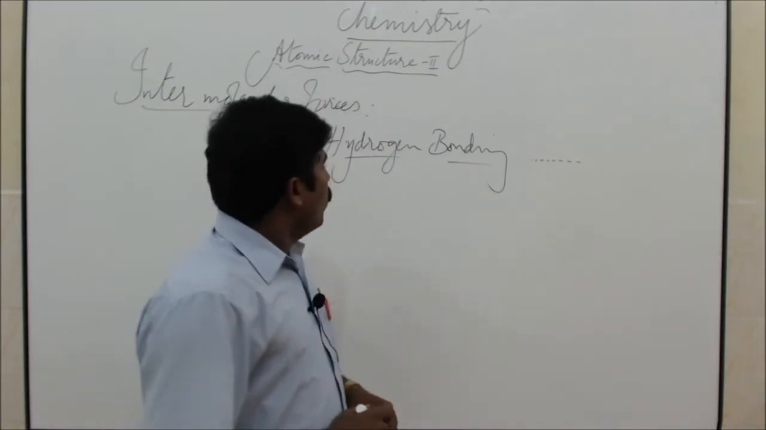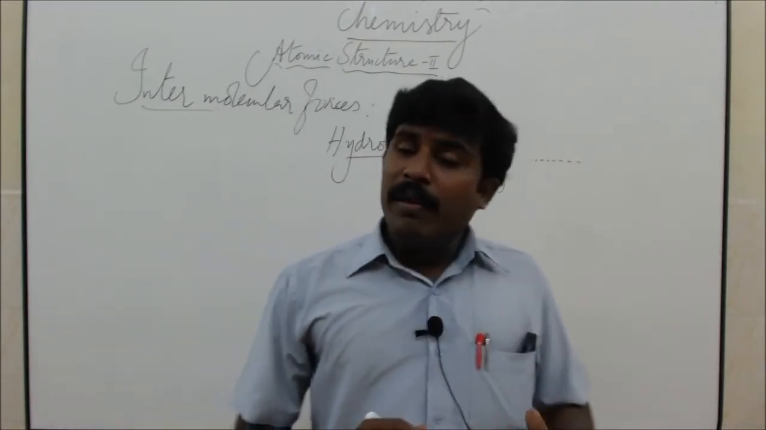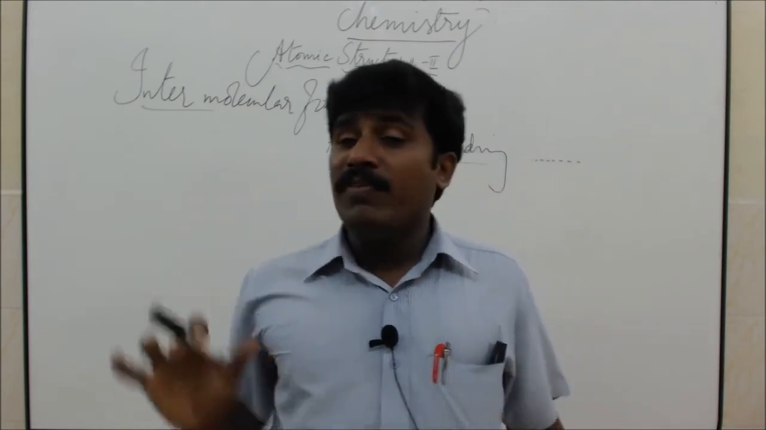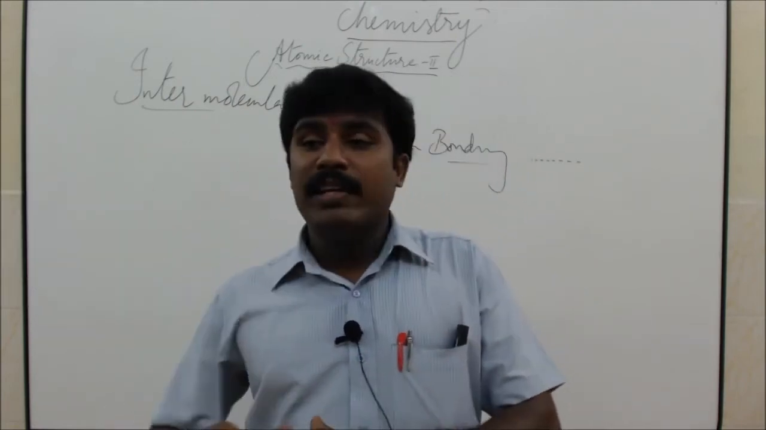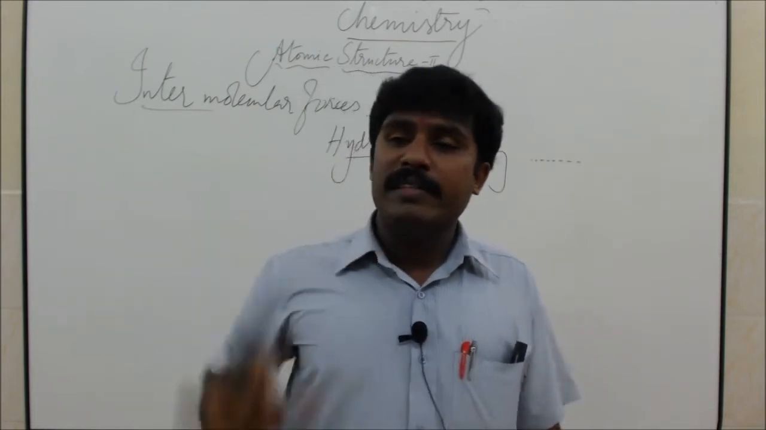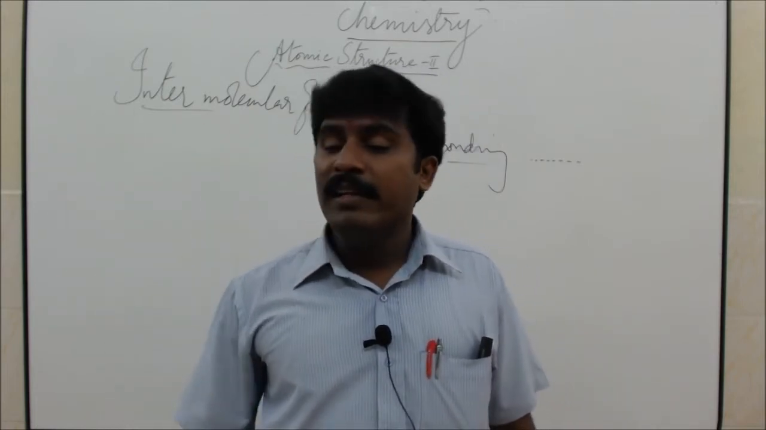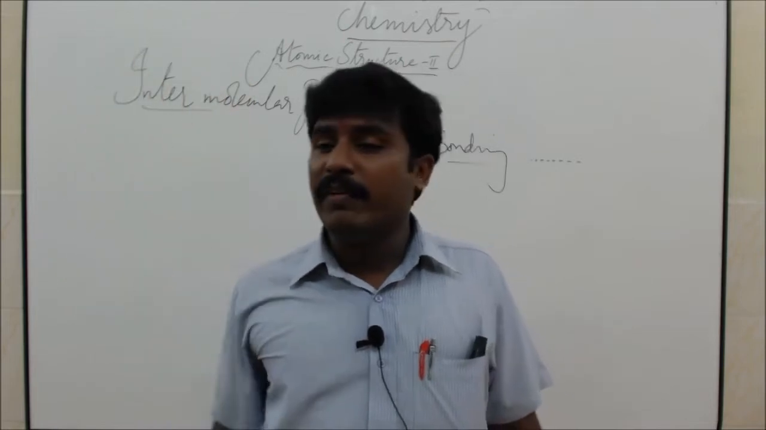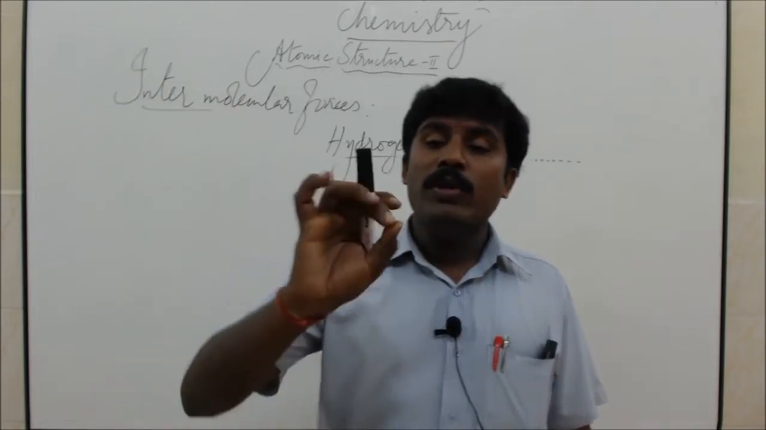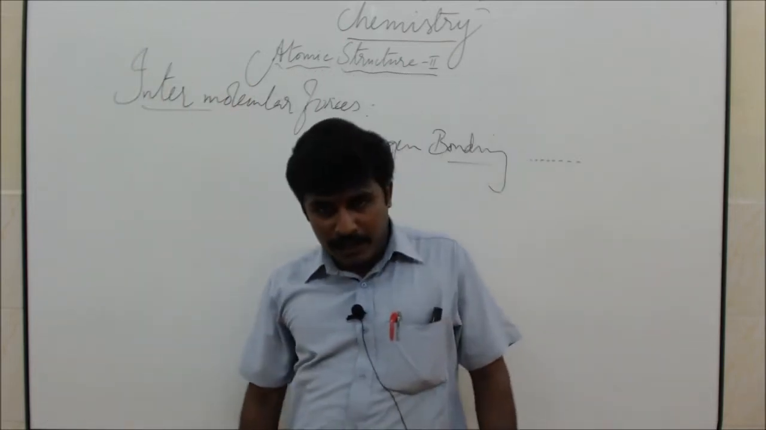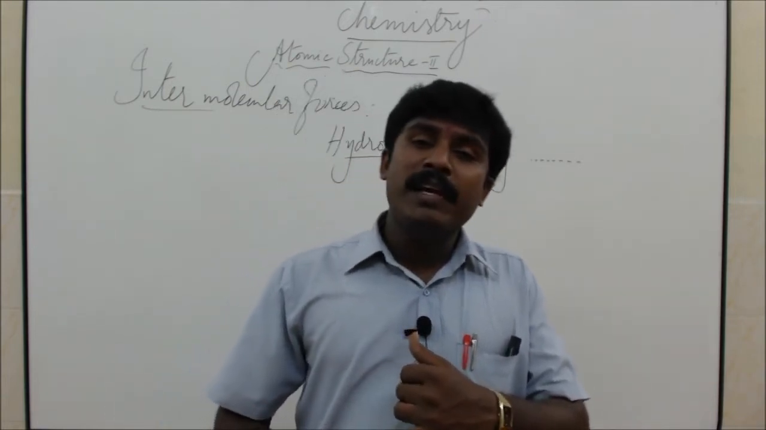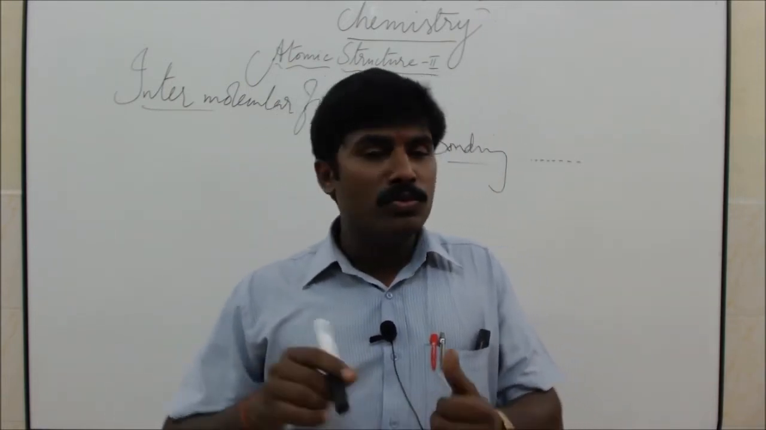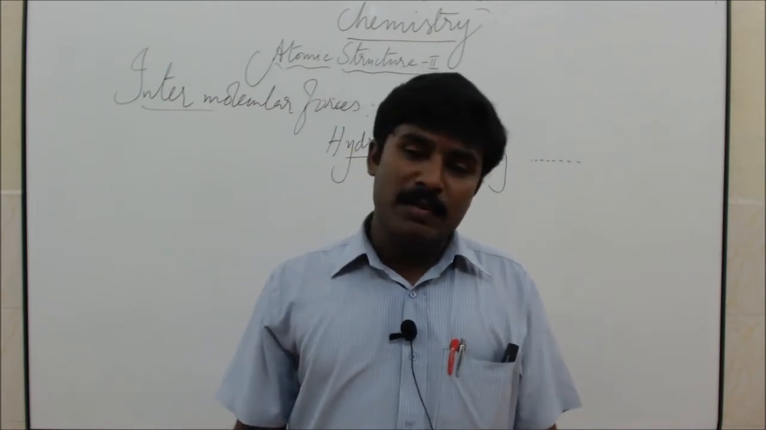Okay. Now one 3-mark question, a very important 3-mark question. What are the conditions for effective hydrogen bonding? The atom which is going to combine with hydrogen must be small in size. Another condition, the atom must have high electronegativity. So the two conditions for effective hydrogen bonding are: the atom must be small in size, and the atom must be highly electronegative.